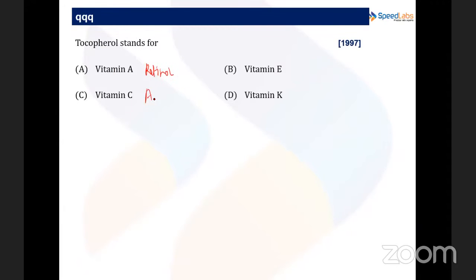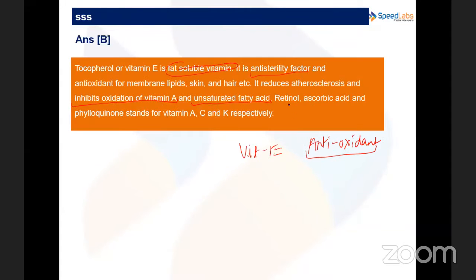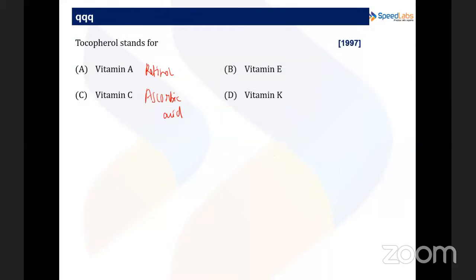Vitamin C is ascorbic acid. As you can see here, retinol, it is vitamin A. Ascorbic acid is vitamin C. Phylloquinone, vitamin K, is important in clotting of blood. I hope you are clear with all the options of this question. So the answer is vitamin E, tocopherol.